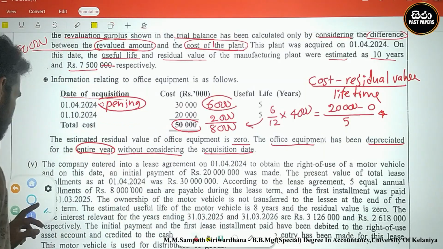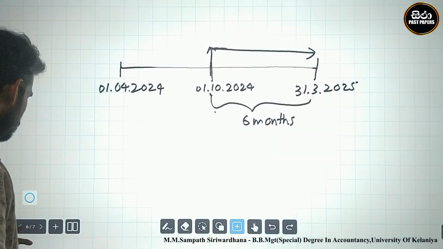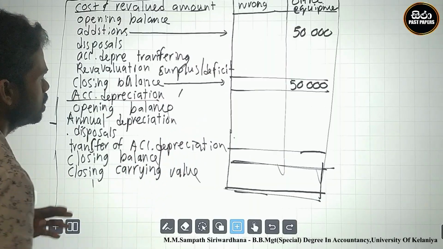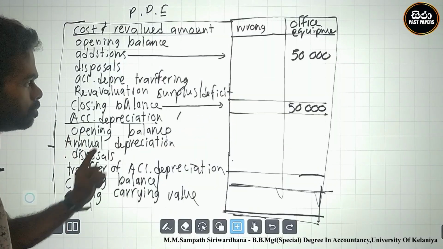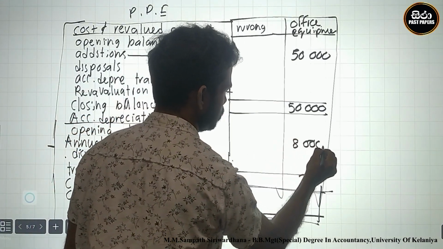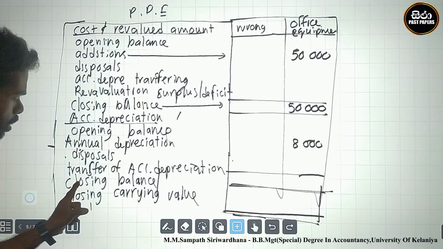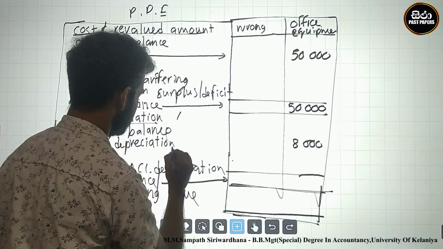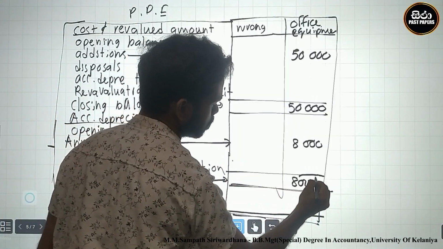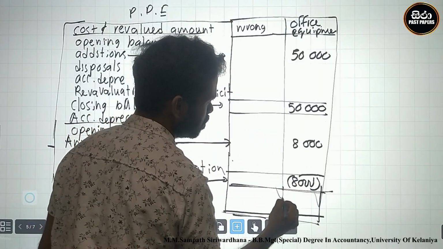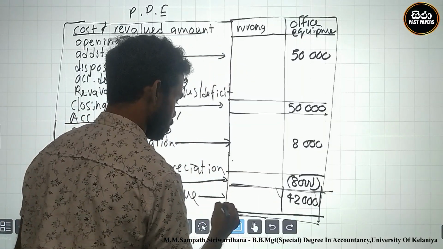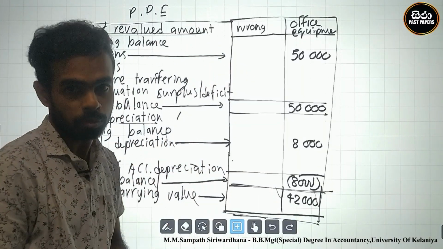Therefore, we must consider the 8,000 annual depreciation for the note. Look here, this is the office equipment note. Using this, the correct annual depreciation of office equipment is 8,000. After that, we can calculate the closing balance. Closing balance is 50,000 minus 8,000, the carrying amount is 42,000. This is the end of the property, plant and equipment note.